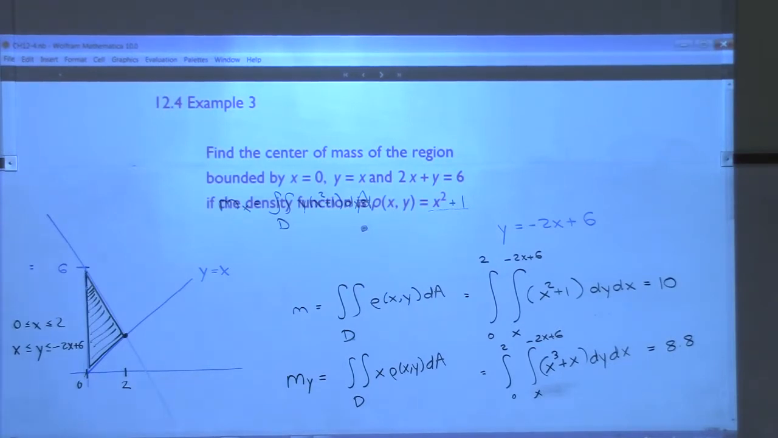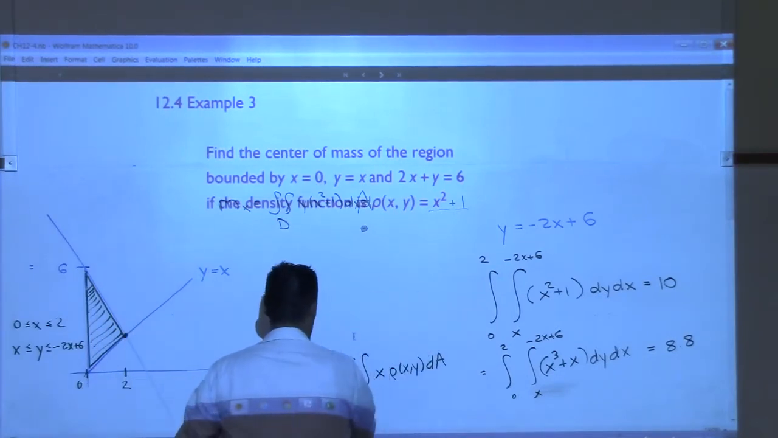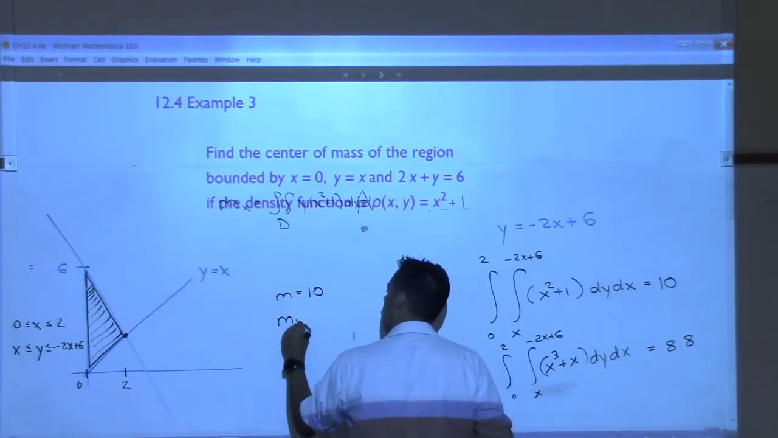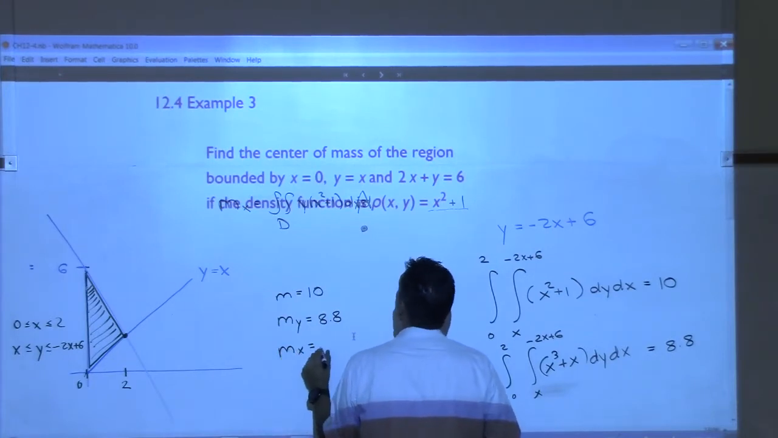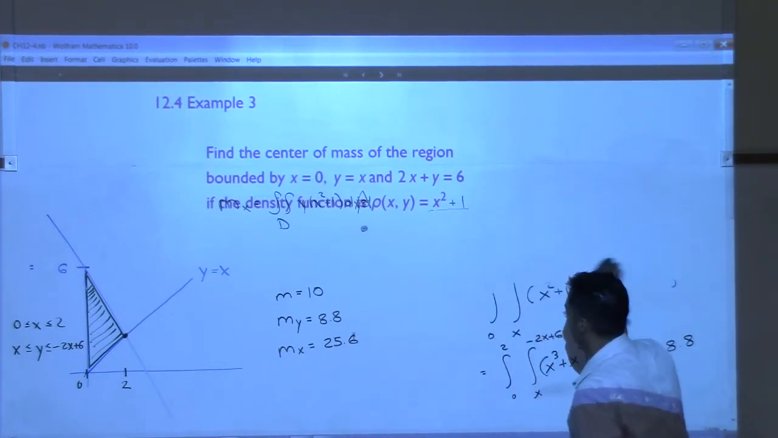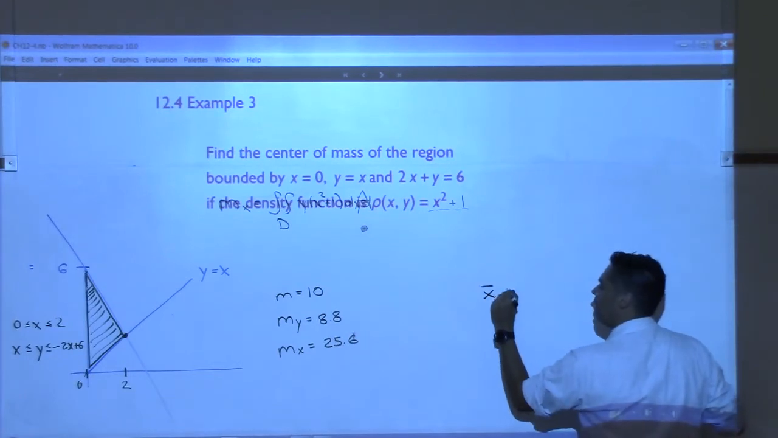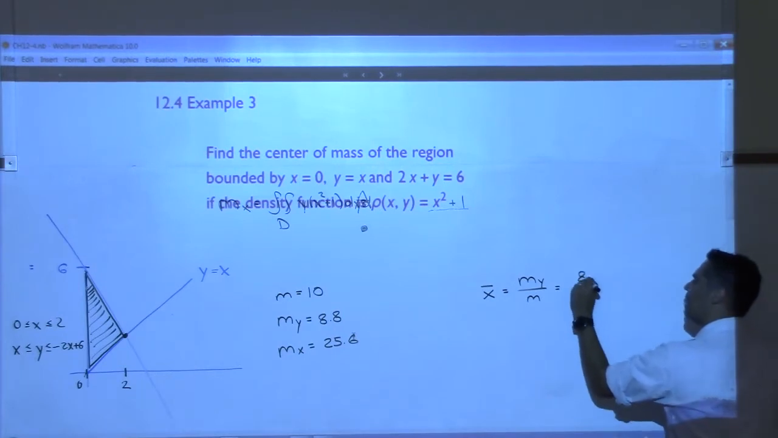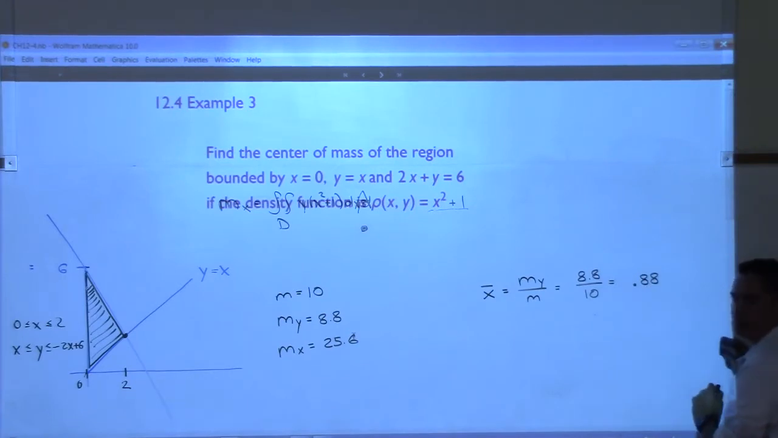I'm ready to answer the questions. I'll leave the picture up there. We had the mass was 10, right? The mass was 10. The moment about y was 8.8. The moment about x was 25.6. So by definition, x bar is the moment about y over mass, which is 8.8 divided by 10, which is going to be 0.88, all right?